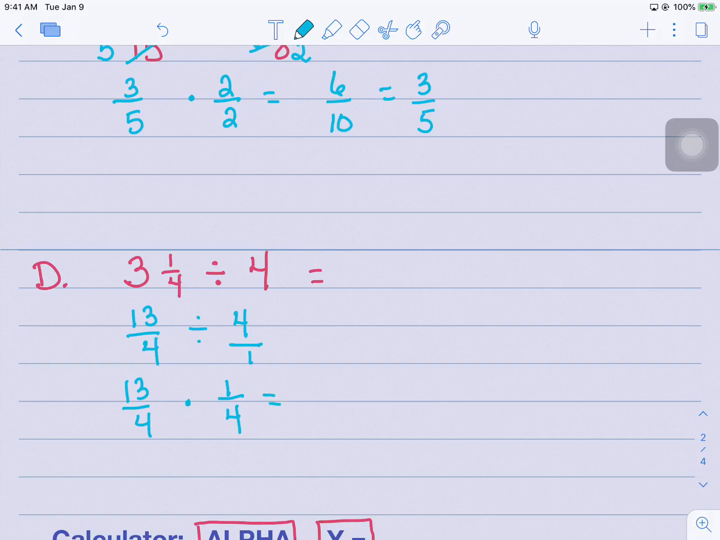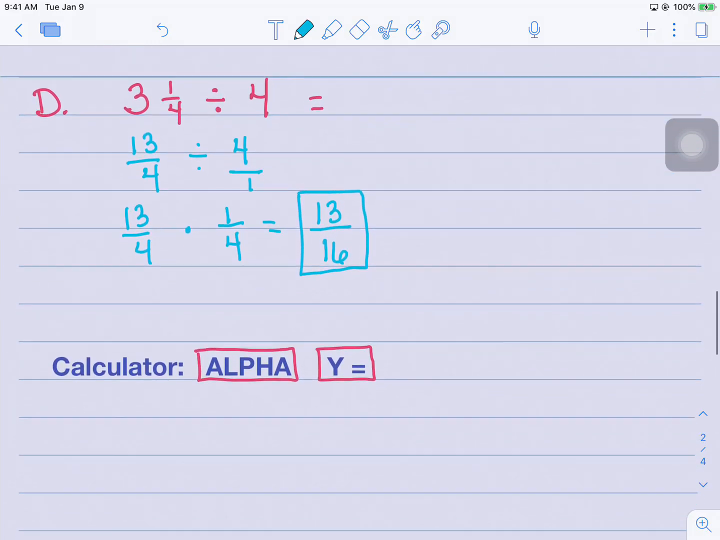Now, if we look and say, okay, can we cross reduce? Well, 13 and 4, there's nothing that can go into both of those, the same thing that can make them smaller, so they have to stay. And 4 and 1, they're as small as they can go. So now we just multiply straight across. 13 times 1 is 13, and 4 times 4 is 16. Then look to see if you can reduce any further. This one you cannot. So that would be your final answer.